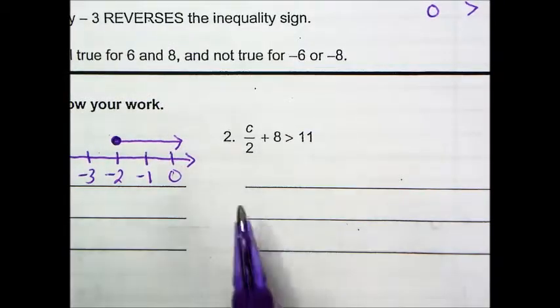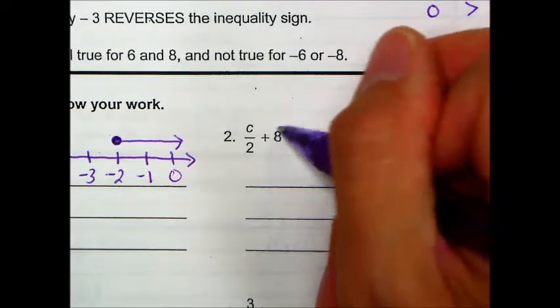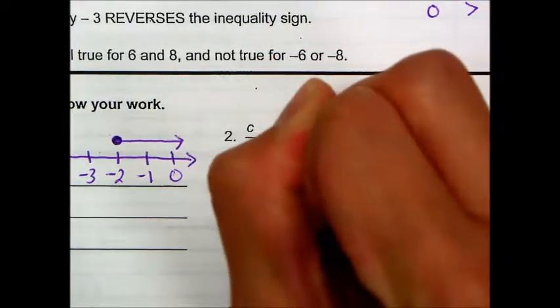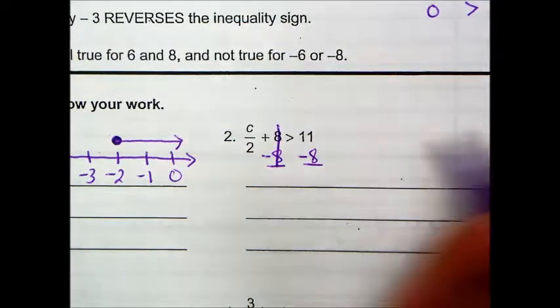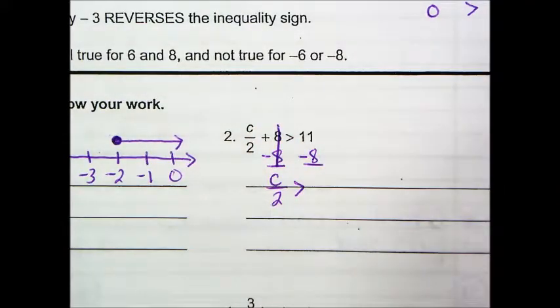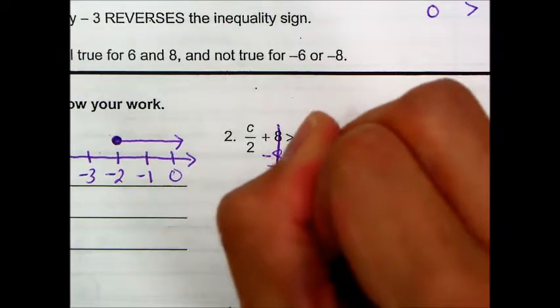So let's try it again. Example number 2. If we were going to solve for c, first thing we would do is undo the addition and do minus 8 on both sides of the inequality. So that would leave me with c over 2 on the left, a greater than sign in the middle, and 11 minus 8 is 3.